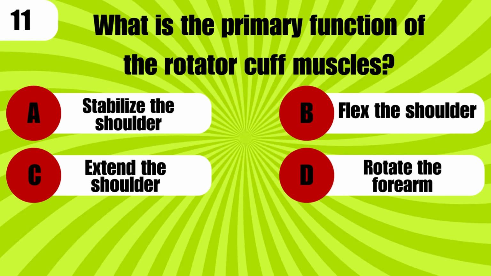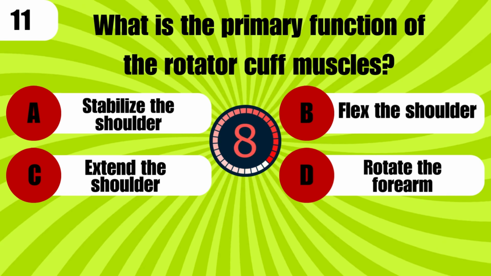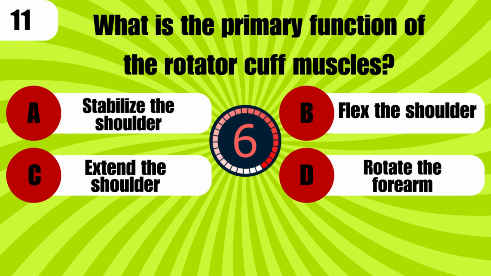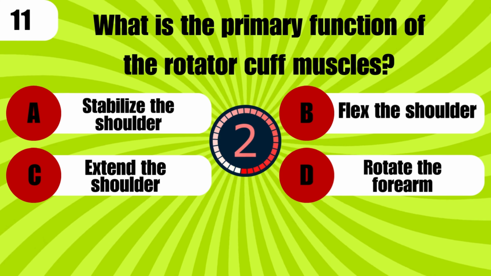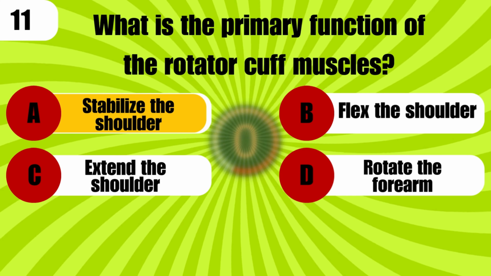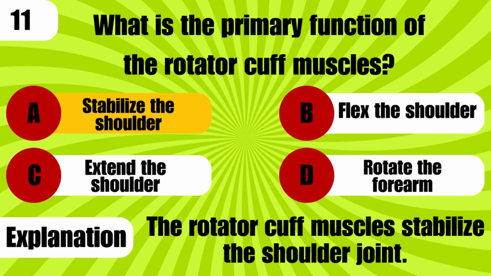What is the primary function of the rotator cuff muscle? Stabilize the shoulder, flex the shoulder, extend the shoulder, rotate the forearm. The right answer is stabilize the shoulder. The rotator cuff muscle stabilizes the shoulder joint.